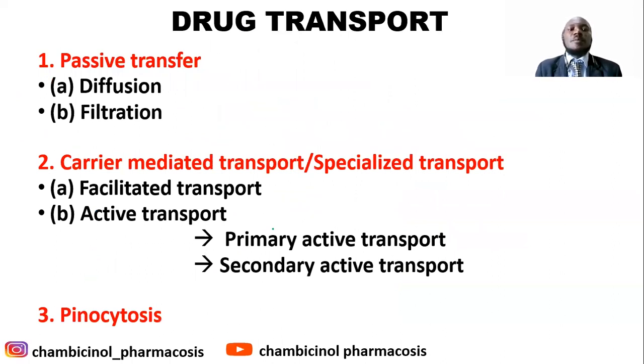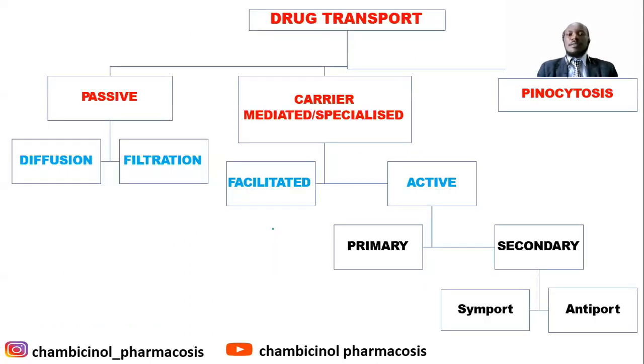Now, the following are the drug transport methods. First is passive transport, which means energy is not utilized. Here we discuss diffusion and filtration. Also, we have carrier-mediated or specialized transport, which includes facilitated transport and active transport. For these 2 methods, a special carrier is required for the transportation of the drug. The active transport is further categorized into primary active transport and secondary active transport. The last method we are going to discuss is pinocytosis, which involves the transportation of huge molecules. A drug like insulin is transported through pinocytosis. So this summarized diagram indicates all the methods for transportation of the drug across the biological membrane: passive transport, carrier-mediated transport, and pinocytosis.